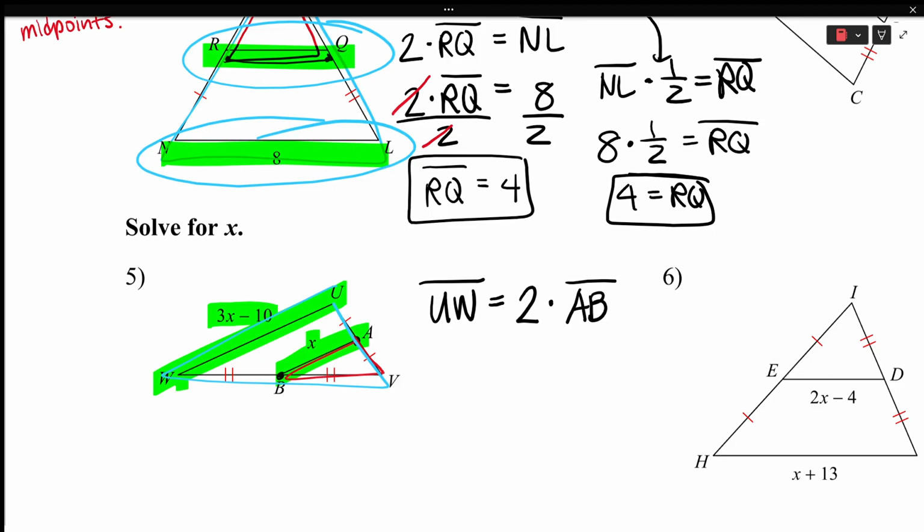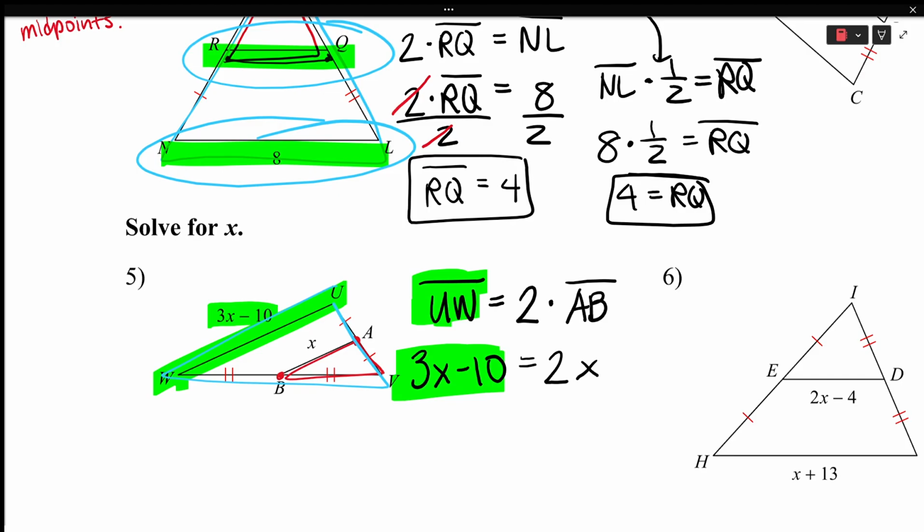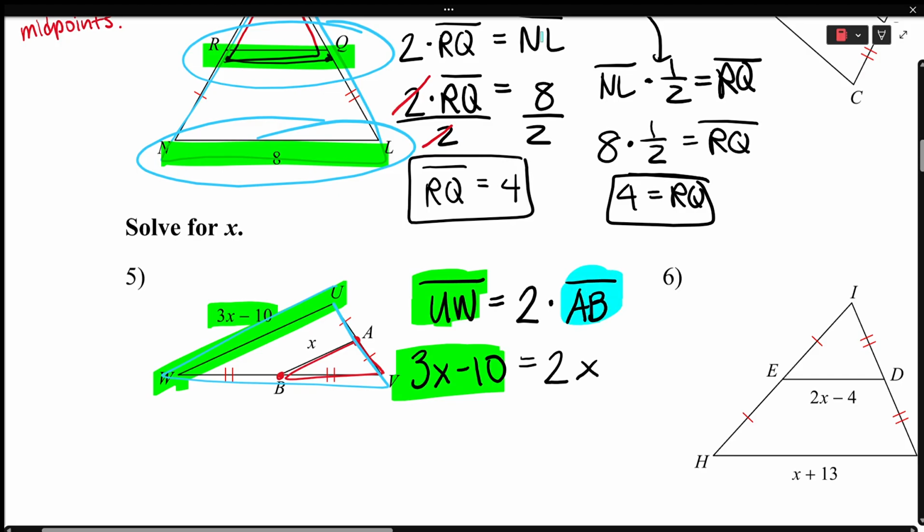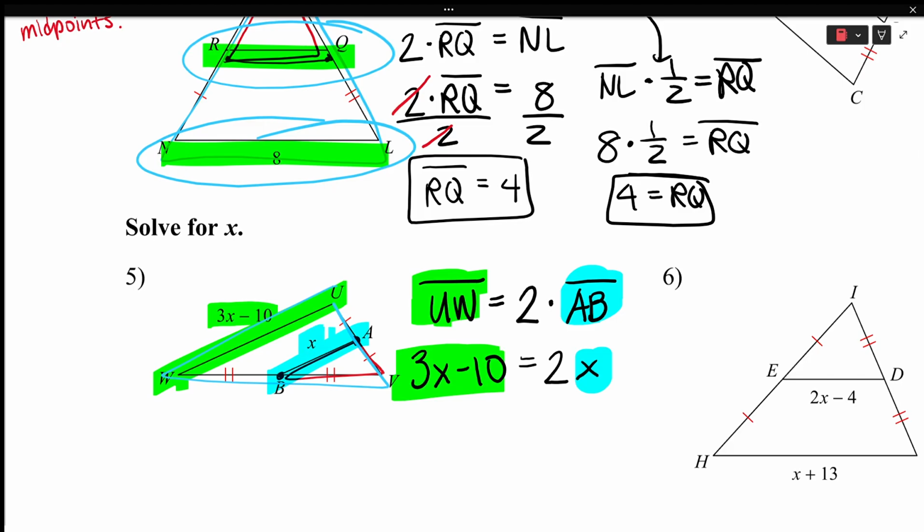We know UW is 3x minus 10. We see that right here. And then AB is x. So I'm plugging in x for AB, and 3x minus 10 for UW. Let me color code here so you know exactly what I'm talking about. Boom. Okay? And then let's just solve for x.